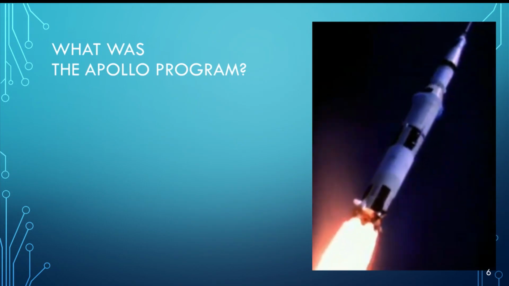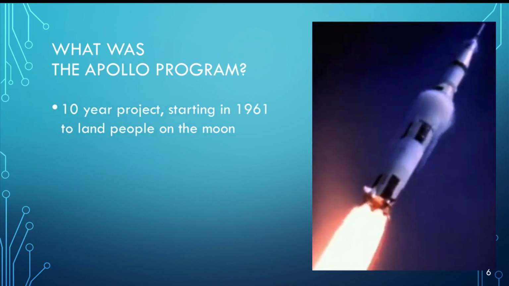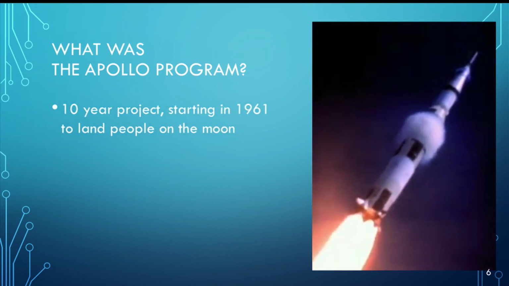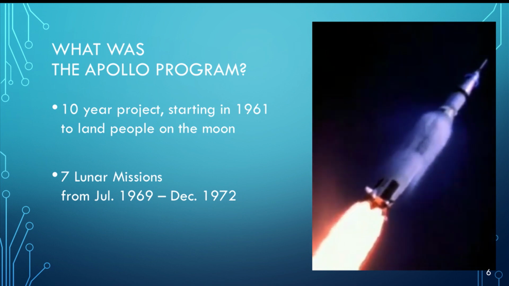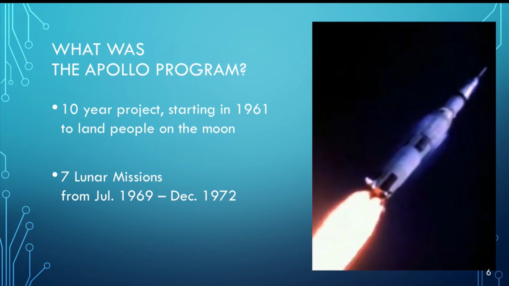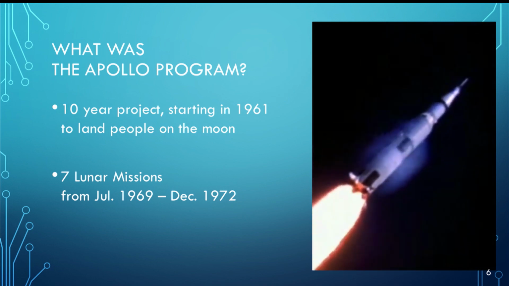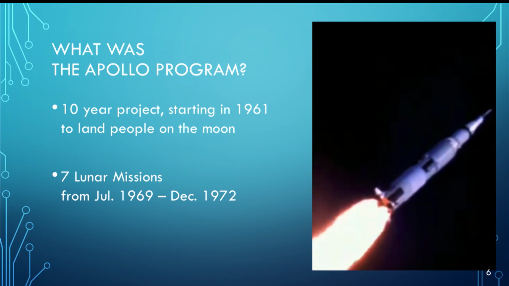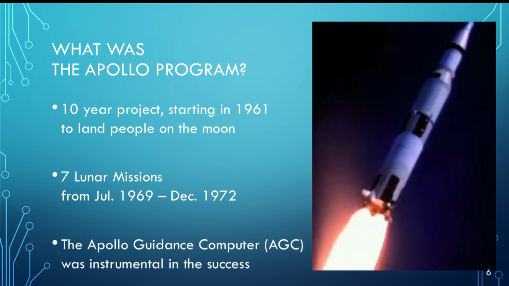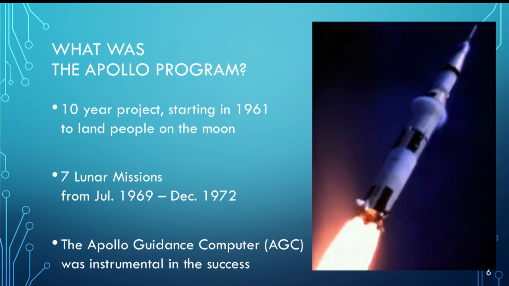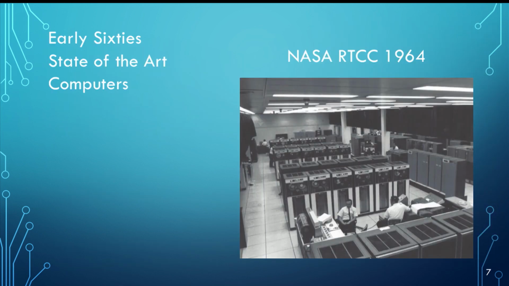So what was the Apollo program? It was a 10-year project starting in 1961 to land people on the moon. There were 7 lunar missions between July 69 and December of 72. One of them didn't actually succeed in reaching the moon. That was Apollo 13. You're probably all familiar with that. The Apollo guidance computer was instrumental in the success of these missions.